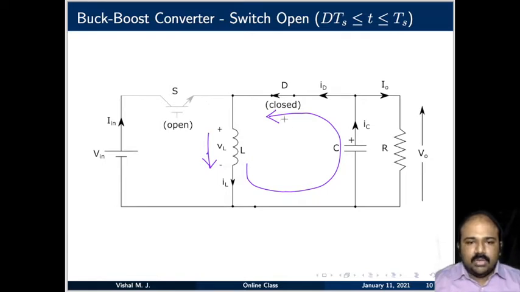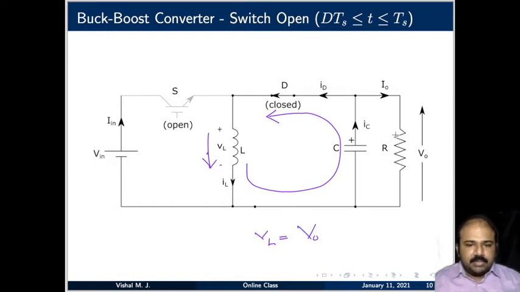Okay. Now, let us do the analysis here. Same principle we will follow. Write the Kirchhoff's voltage law along the direction of current. So, use this loop. Anyway, this loop is out of the picture. Only this much remains. Okay. So, again you will find that your inductor voltage is equal to the output voltage.